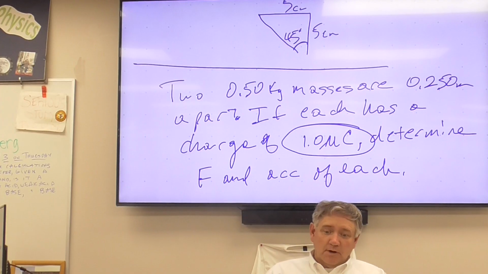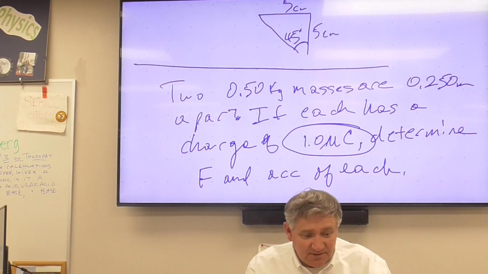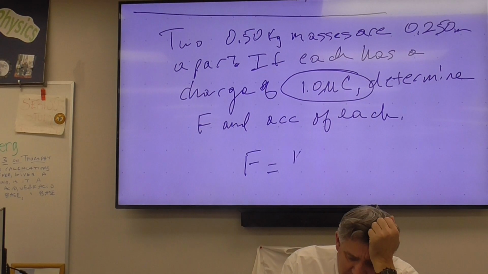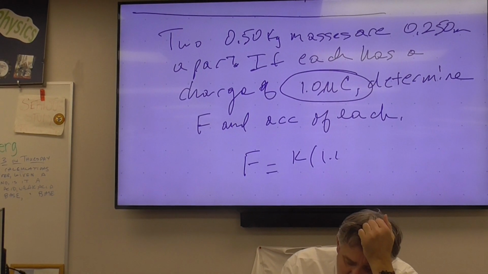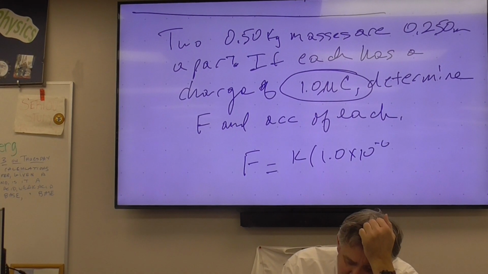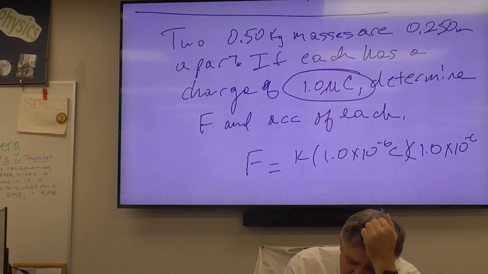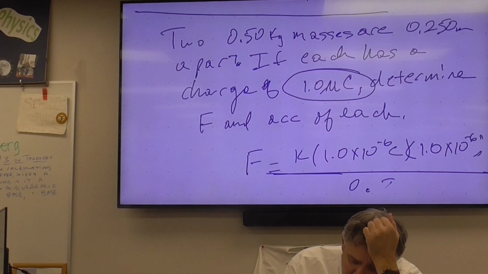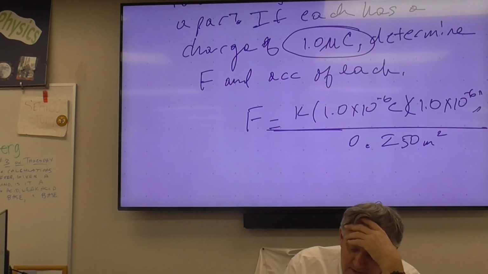The force calculation is easy. What do you literally have to do? Weird gravity. Force equals K times your charges over d squared. Micro means 10 to the negative 6. So that's 1.0 times 10 to the negative 6 coulombs times 1.0 times 10 to the negative 6 coulombs, divided by 0.250 meters squared. So what do you get out of that?